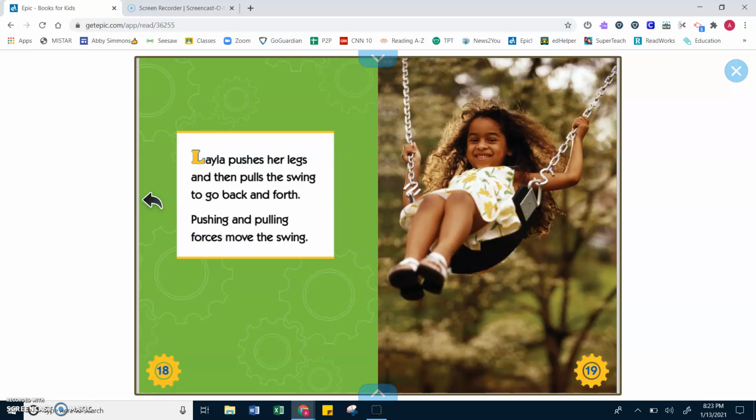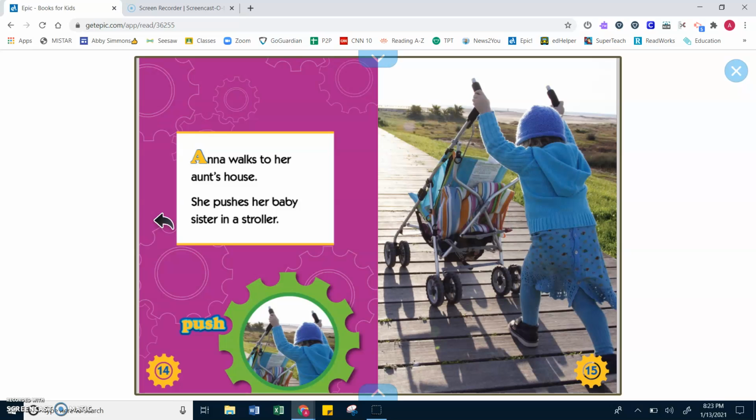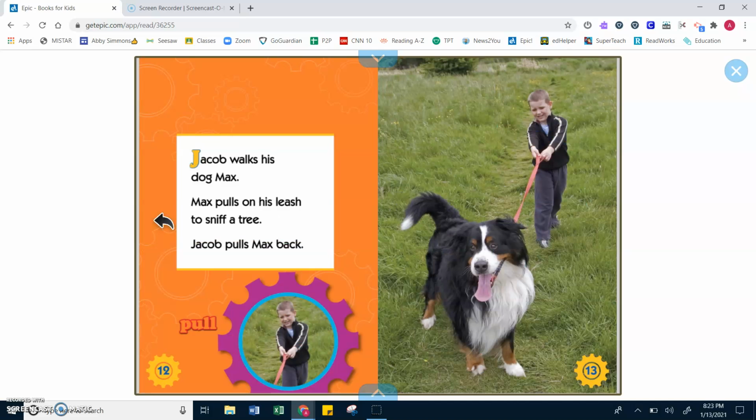So if we go back and look at these pictures, this girl is doing what? Is she pushing or pulling the wagon? She is pulling the wagon. Is Anna pushing or pulling the baby in the stroller? She is pushing. When Jacob is walking his dog, is he pulling Max back or is he pushing him? He is pulling.